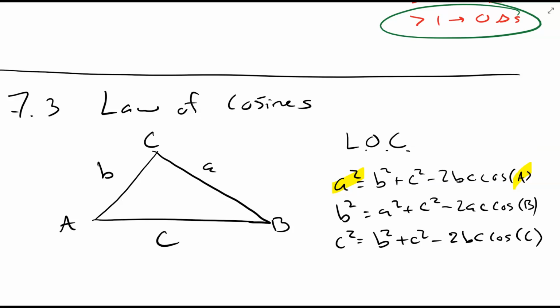If I look at this formula, this should remind you of something. What does this look like? It looks like the Pythagorean theorem. And that's exactly what this is. It's basically the Pythagorean theorem with a correction factor tacked on the end to account for a non-right triangle. So if this was a right triangle and A is the right angle, the cosine of 90 is 0, so that correction factor just drops off and you're left with a squared plus b squared equals c squared.